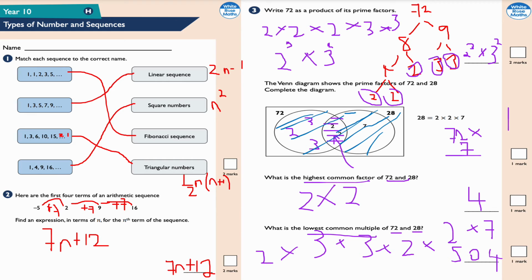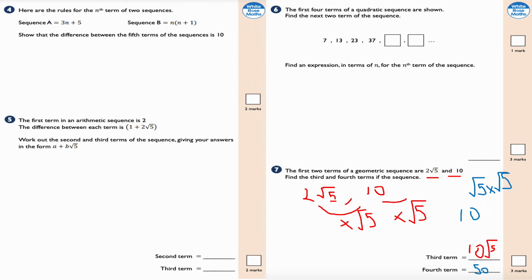So timesing all the numbers together. Okay, this is question number 4, guys. Here are the rules for the nth term of 2 sequences. Sequence A is 3n plus 5. Sequence B is n brackets n plus 1. Show that the difference between the fifth terms of the sequence is 10.